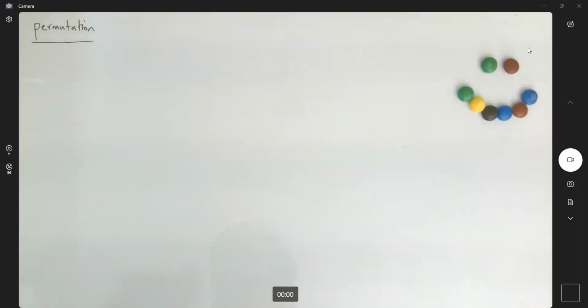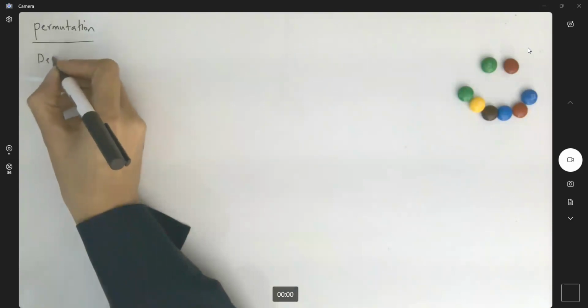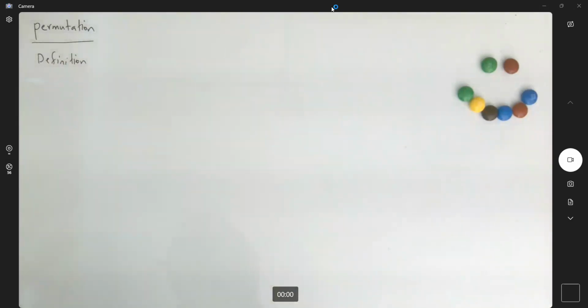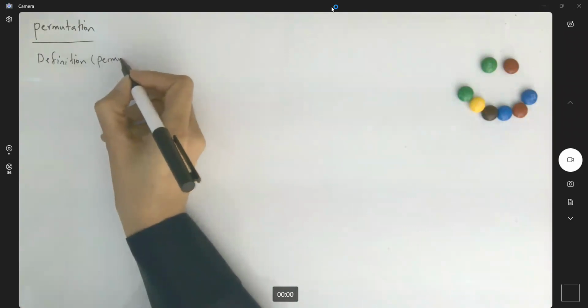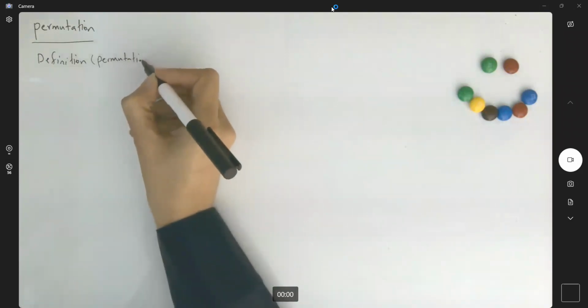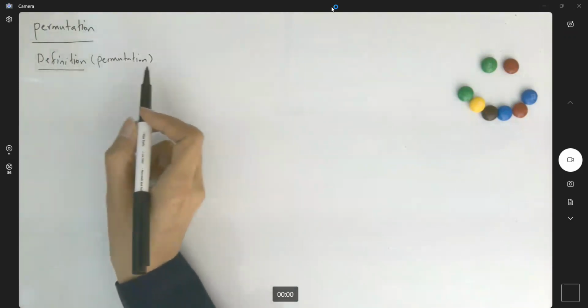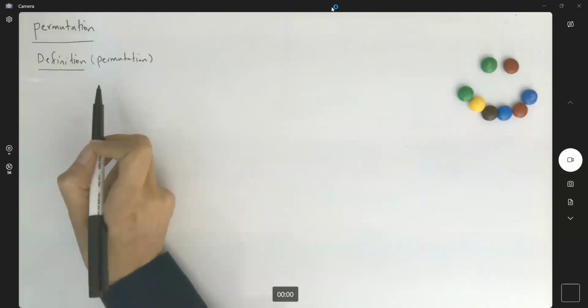Today we're going to talk about permutation. Well, what's the definition of permutation? Let's first write the definition, then go over the example together. When we're talking about permutation, it is actually the number of ways that we can arrange n objects.